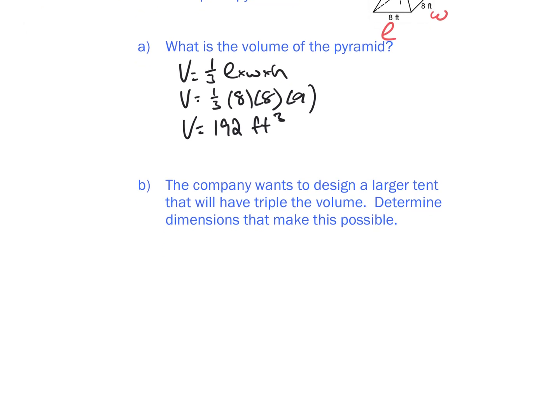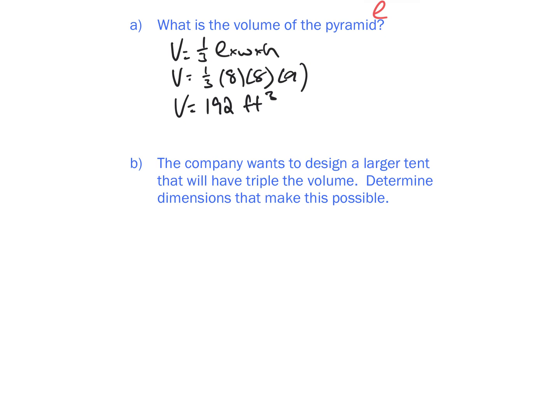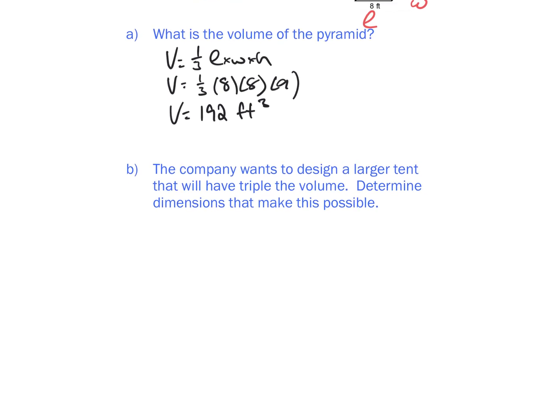It doesn't tell us how the dimensions change. Instead, it tells us how the volume changes. It says the company wants to design a larger tent that has triple the volume. Triple the volume. Determine dimensions that are going to make this possible. Okay.